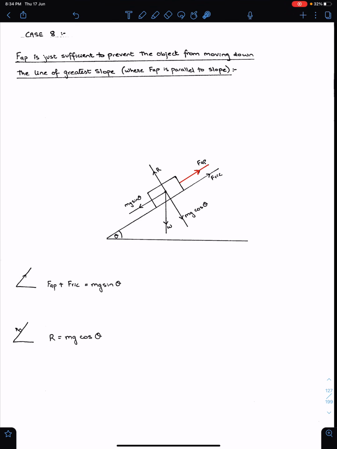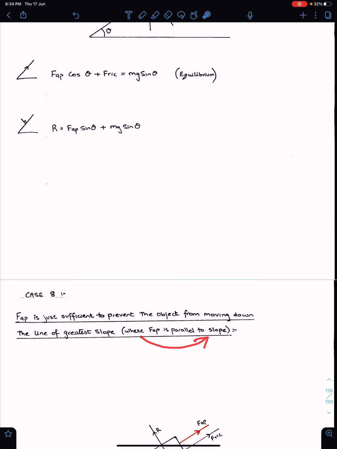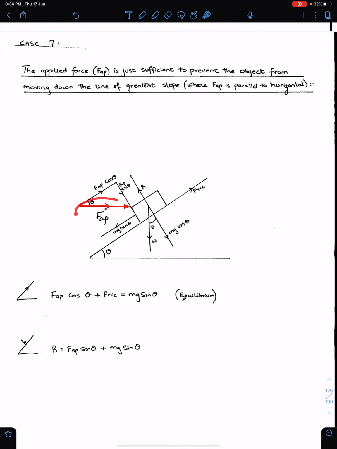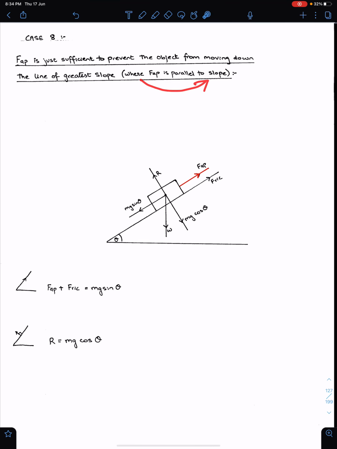Case 8. The applied force is just sufficient to prevent the object from moving down the line of greatest slope, where F applied is parallel to the slope. Now in this case, the applied force is parallel to the slope. In the previous case, the applied force was parallel to the ground. So case 8 is simple.